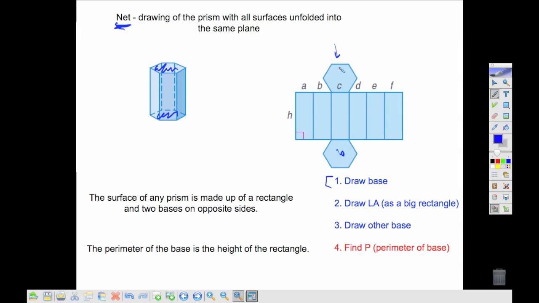So to draw, we could just draw the base, which we did up here on top. We could draw the lateral area as a big rectangle. We could label the parts. If I have 6 sides, then I would have actually 6 rectangles here, but we could think about it as one big part. And then I could draw the other base down here, which just corresponds to the other base. And if we're going to find the area, we might want to find the perimeter of the base, which is going to help us to identify the length of this side of this rectangle, which is going to help us find the area.